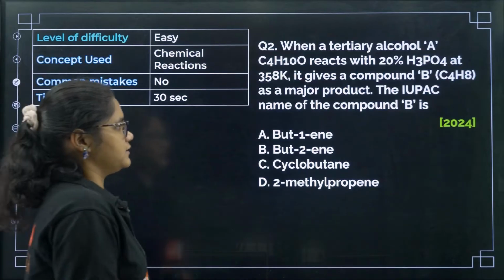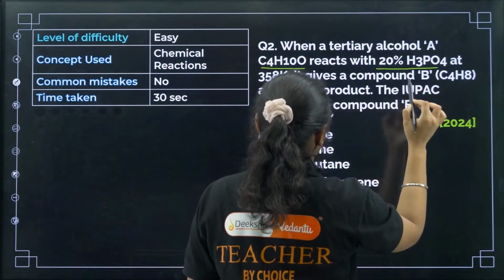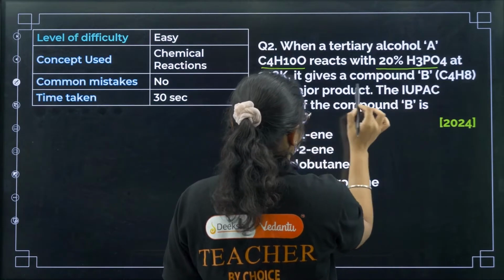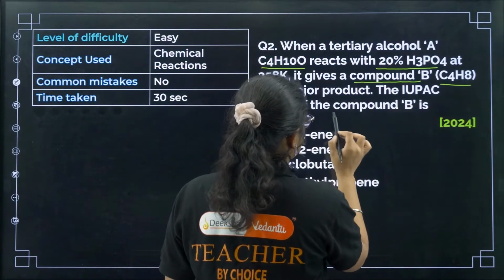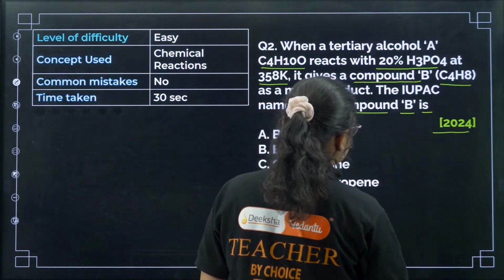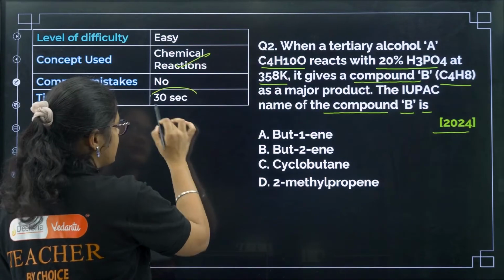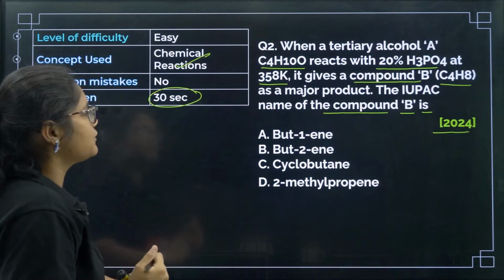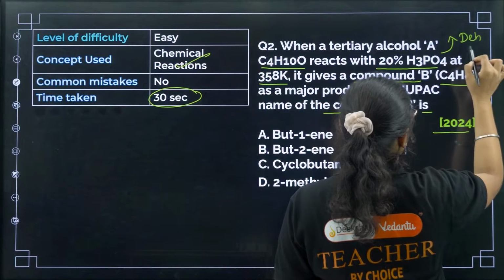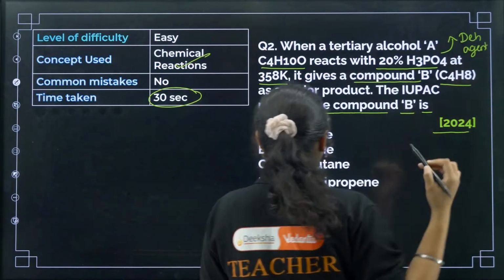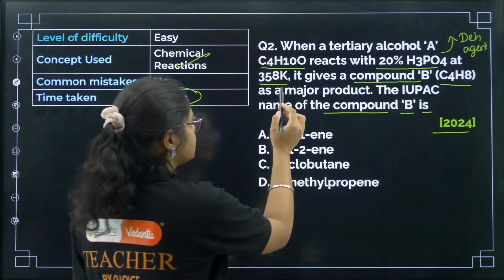Okay. Next question: when a tertiary alcohol A, C4H10O, reacts with 20% H3PO4 at 358 Kelvin, it gives a compound B, C4H8, as a major product. The IUPAC name of the compound B is. You can see this question was asked in 2024, this year's question. This is also a very simple question, 30 seconds is enough, an easy question. What we see is H3PO4, you should know what H3PO4 is. It is a dehydrating agent. Dehydrating agent means it reacts with alcohols. Okay, and you can see the formula here. What is there?